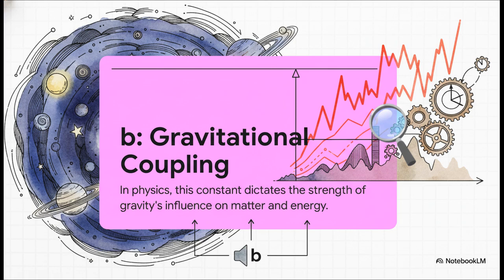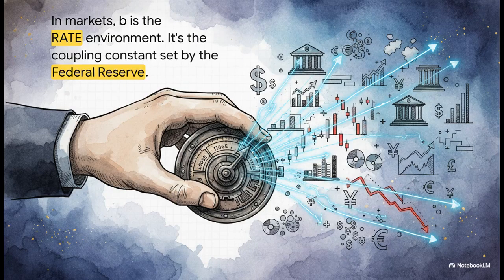Fader number 4 is B, the gravitational coupling constant. In the universe, this is a fundamental number that basically acts like the volume knob for gravity. It decides how strongly everything pulls on everything else. And this is where it gets really interesting. The financial version of this is the interest rate environment.